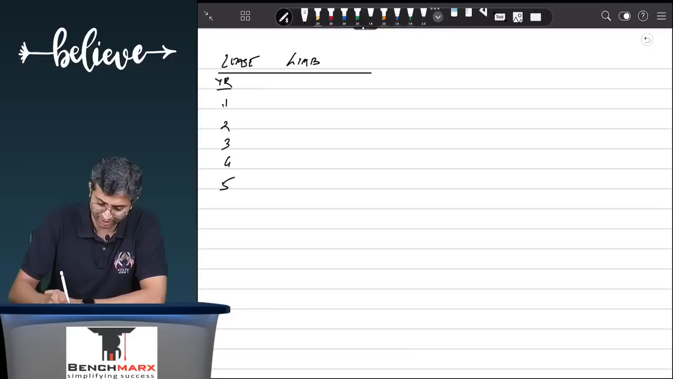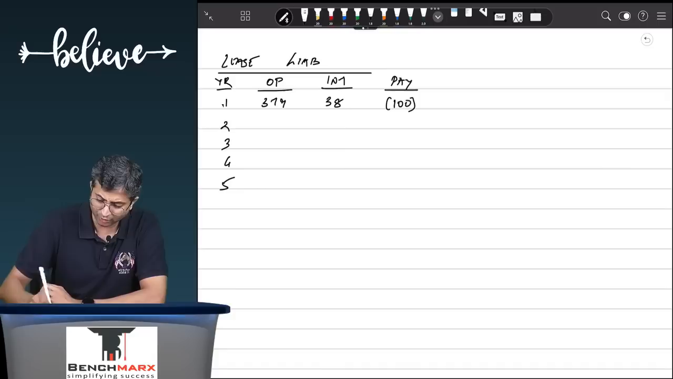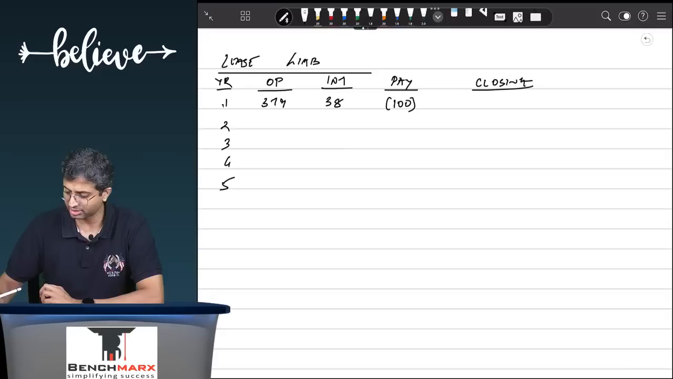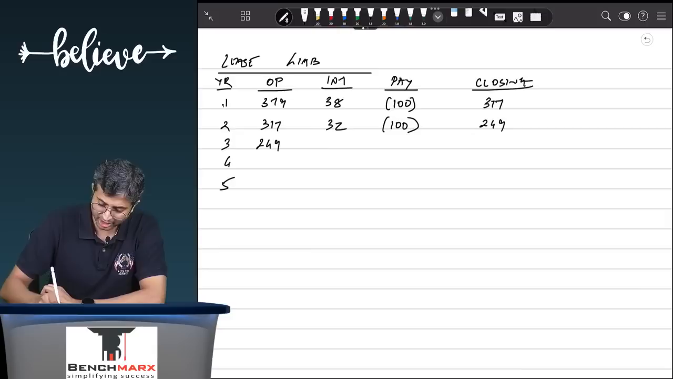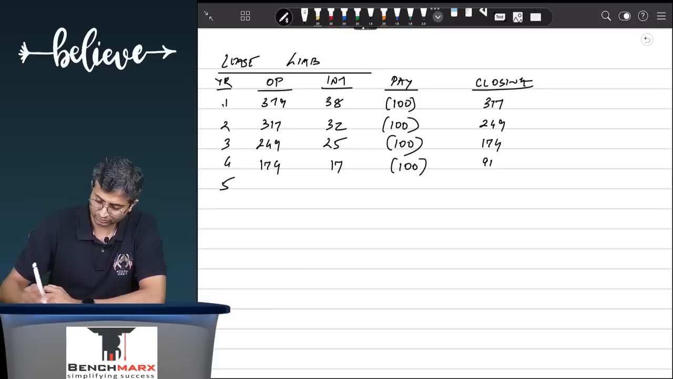You will have the opening balances, which is, let us say, 379. There will be interest, which is up to 38. Then there will be payments in each year, which is to the extent of 100. And then you will have a closing balance. So over here, this is 379 plus 38 minus 100, which is 317. You will keep on doing this working till at the end it will come down to zero. So this is, let us say, 249. So this is, let us say, 25 less 100, which is 174, which is 17, less 100, which is 91. And at the end, you will have interest of 9, payment of 100, and closing becomes 0.